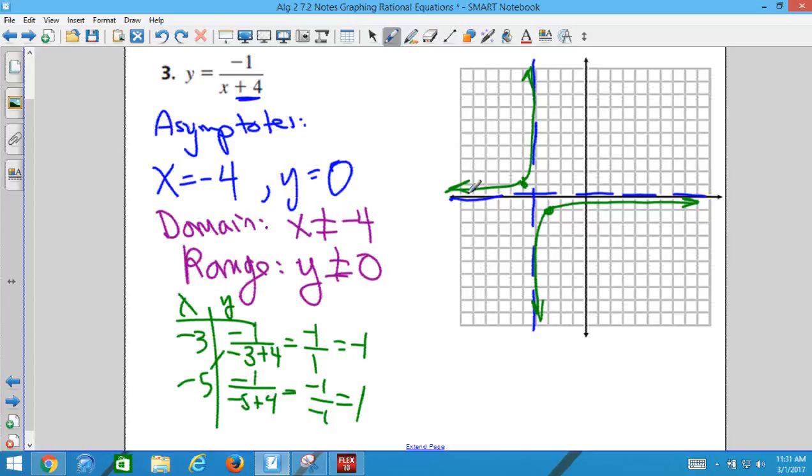If you haven't written the asymptotes for number 4, write the asymptotes for number 4. You haven't written those asymptotes for number 4 yet. Write those asymptotes for number 4.